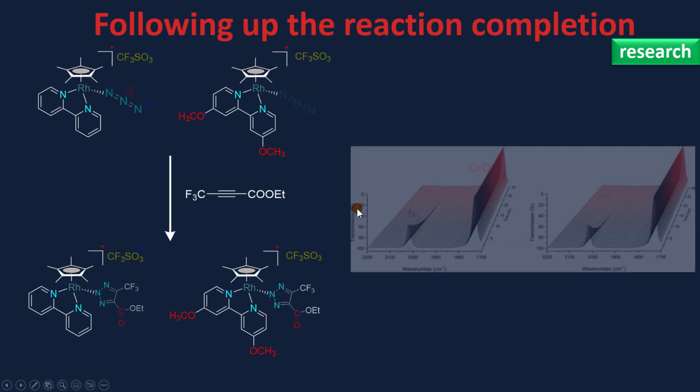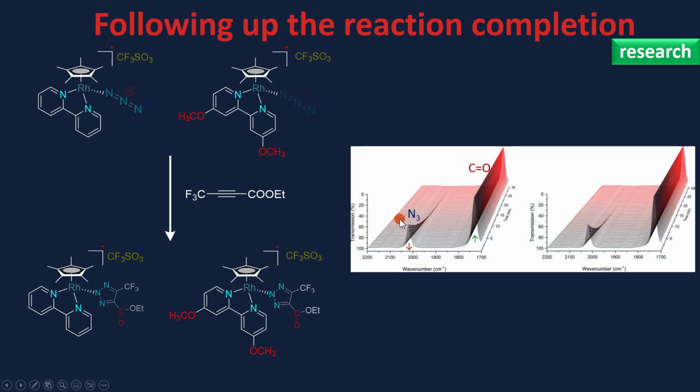And from their IR spectrum, we can see that the azide group band intensity decreases with time and the carbonyl band intensity increases with time. Then calculate the rate constant. From these values, the complex which has the methoxy group has a higher rate constant. So the presence of an electron donating group increases the rate of the reaction.